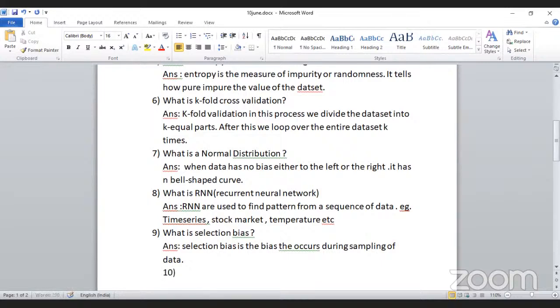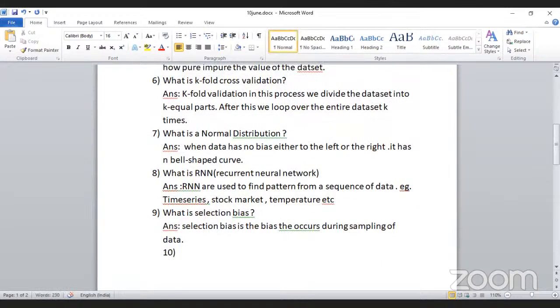Next question is, what is standardization in data?